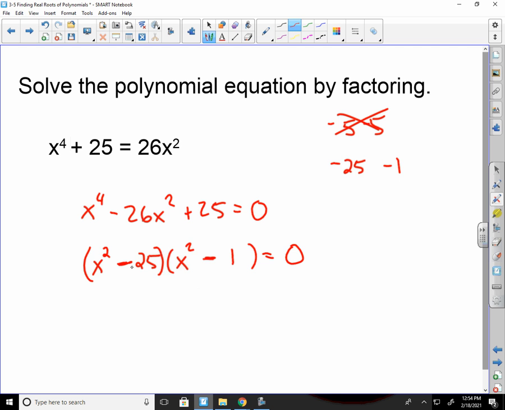Now, these are both difference of two squares. I can tell because this is a perfect square, and so is this. So that tells me that this is going to break down even further. And my x's: x times x gives me x squared. What squared gives me 25? It would be 5. So this is a plus 5 and a minus 5. Order does not matter.